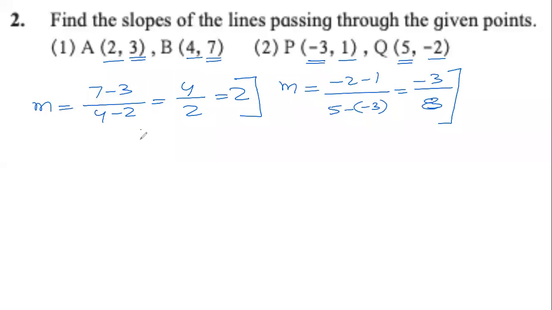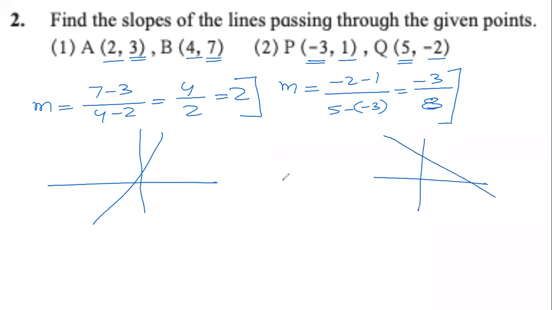So the line of the boys would look like this. The line of the girls would look like this, because the slope that boys are getting is positive and the slope that girls are getting is negative. Also, I have drawn the line for the boys this way because the slope is more than 1. So the upper part of the line will be nearer to the y-axis, not exactly between x and y.